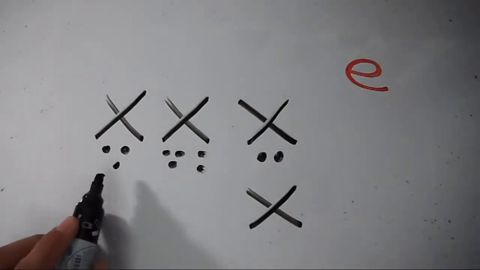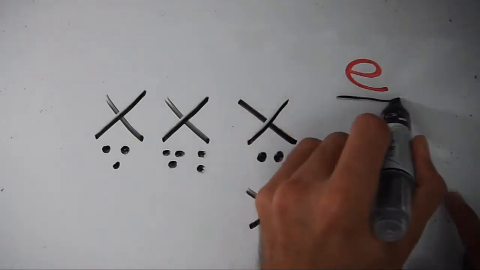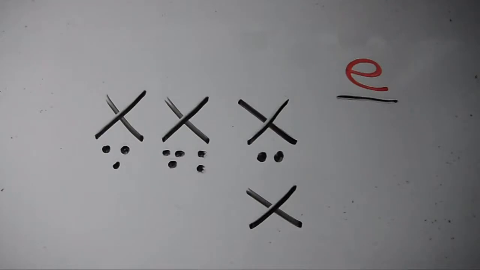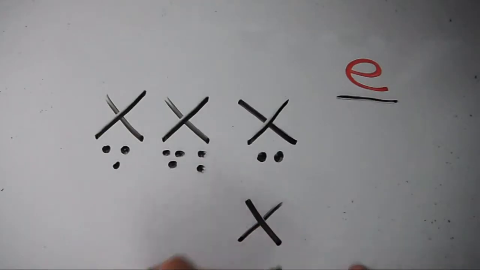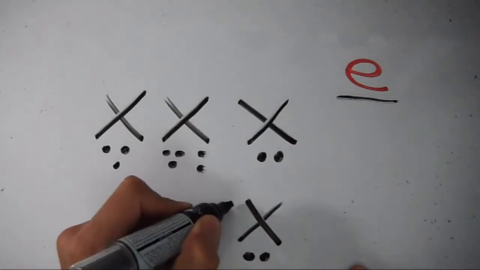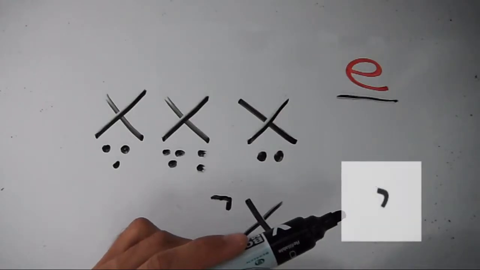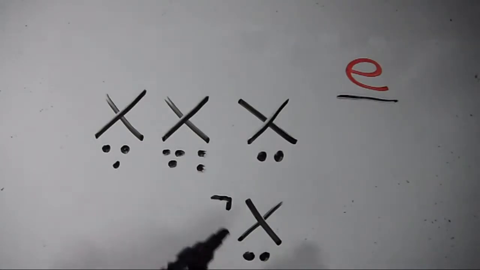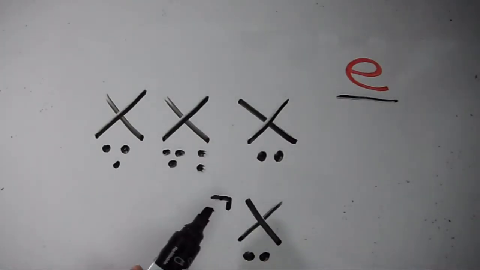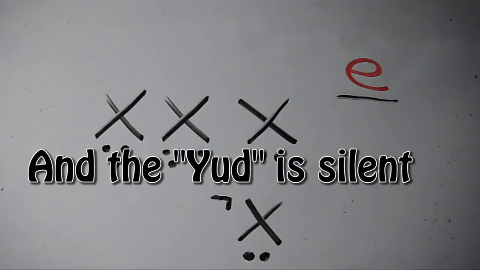When we see 3 little dots like that, the pronunciation is also E. And finally, if you see a letter with these 2 dots, as we saw right there, and the letter Yud, you remember the letter Yud, we learned about that. If we see a letter with these 2 dots and the letter Yud right after that, the pronunciation stays E. Okay?